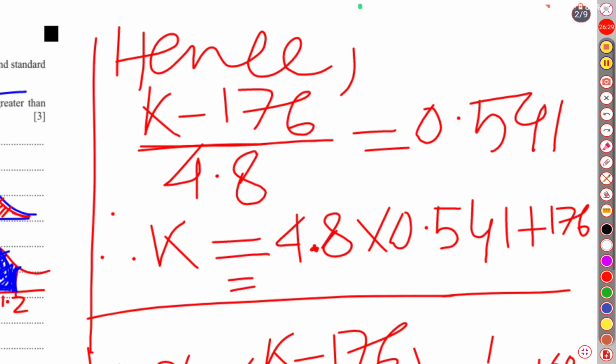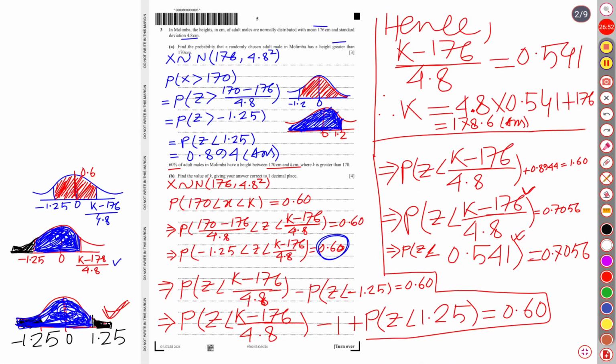Our value of k is 178.6. So this is the final value of k, and that is how we can do the solution stepwise.